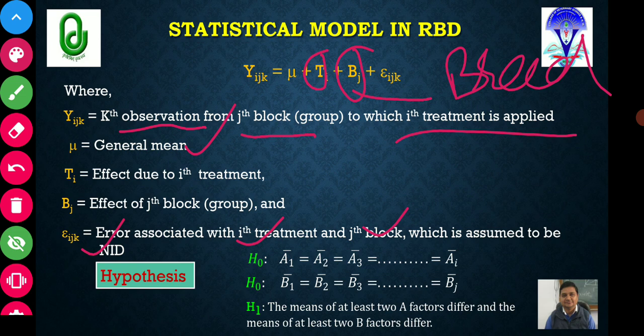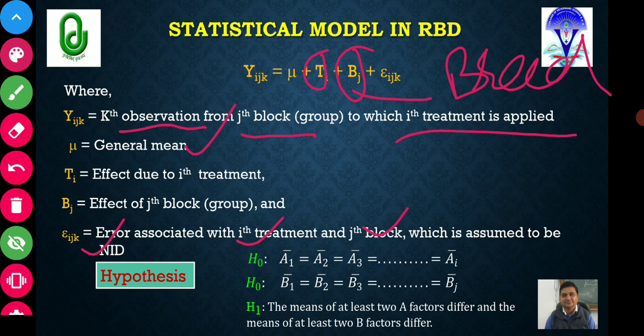Now you have to hypothesize. That means you have to make the hypothesis. So there will be 2 hypotheses, the null hypothesis and the alternate hypothesis. What will be the null hypothesis? Since here the classifying factors are two, the first one is the treatment, that is feed. In this example that we have discussed, the treatment is feed. So we will write our H0, the null hypothesis, as F1 bar, the mean of feed 1, is equal to F2 bar is equal to F3 bar, and so on up to F bar I, the ith treatment.